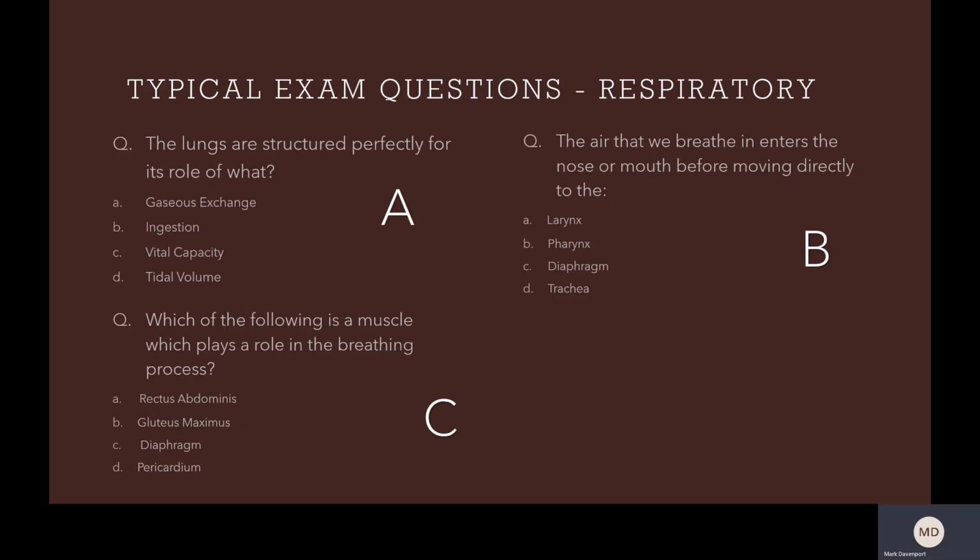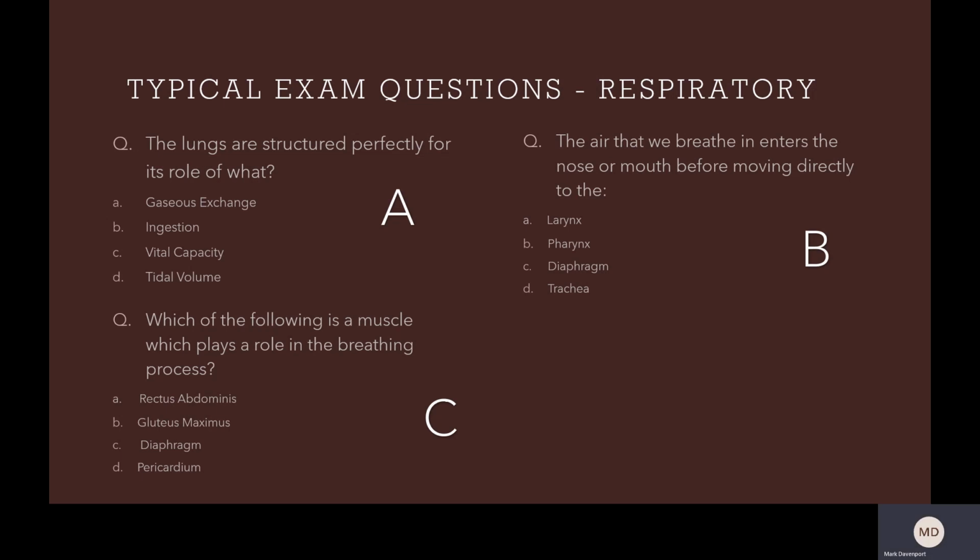Again, it's loaded up a little bit weird, but here are some typical questions. Gave the first one away. So the lungs are structured perfectly for its role of what? Is it A, gaseous exchange? Is it B, ingestion? Is it C, vital capacity? Or is it D, tidal volume? So vital capacity and tidal volume are related to the lungs, but it's not why the lungs are structured the way they are. Ingestion is nothing to do with the lungs. It's obviously eating. And then gaseous exchange is your answer.